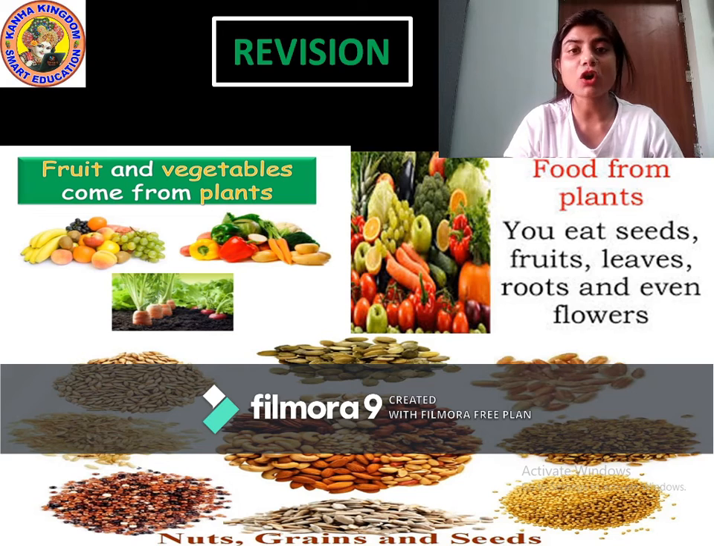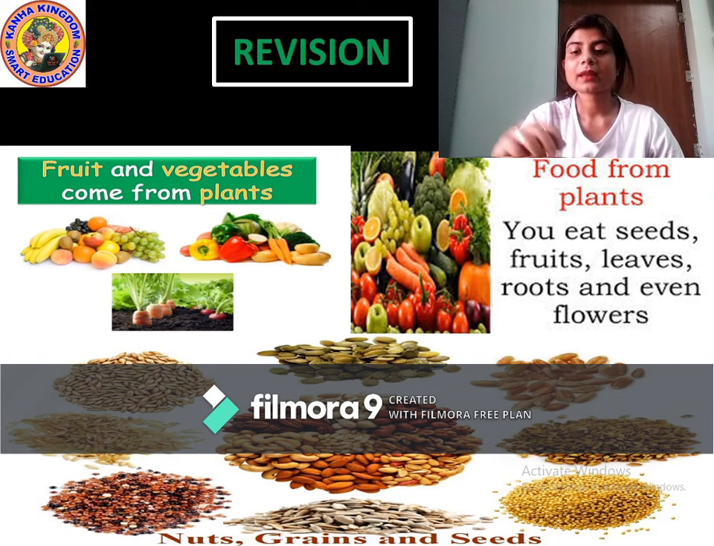Then plants also give us some spices and oil. Oil and spices are also obtained from plants. Like castor oil is obtained from the castor plant. Sunflower oil is obtained from the sunflower plant. Then mustard oil from the mustard plant. Coconut oil from the coconut plant. Understood? Then spices like cinnamon, cardamom, cloves, pepper, etc. that we use in our food are also obtained from plants.